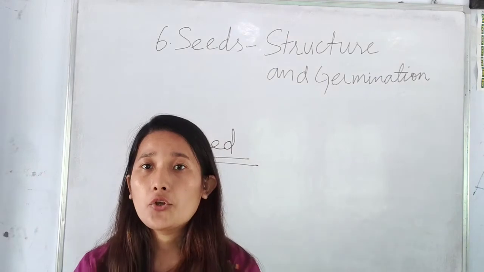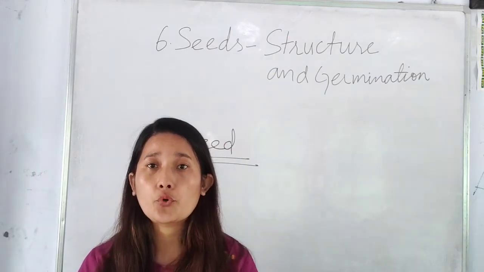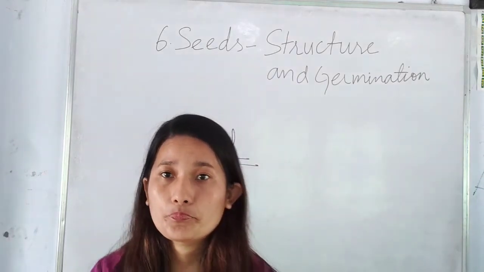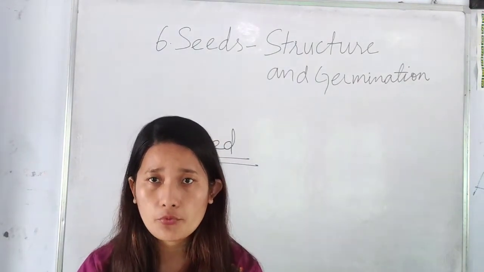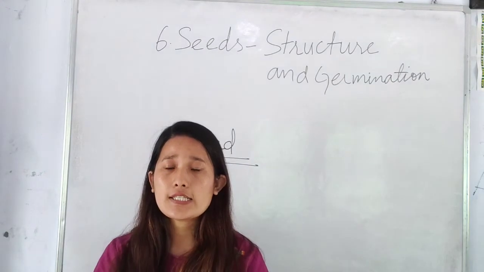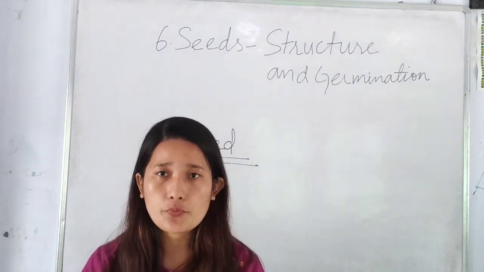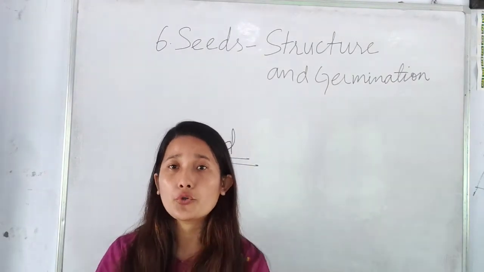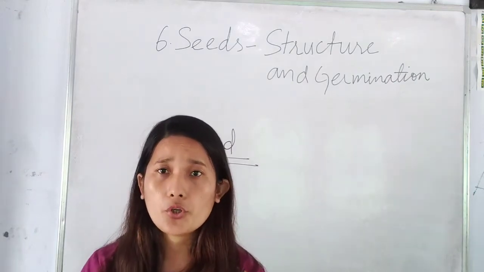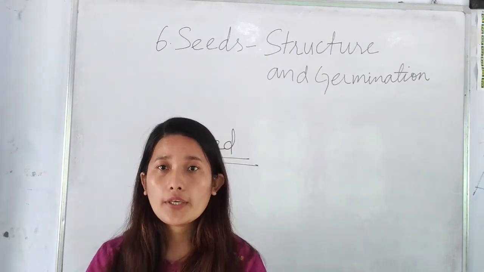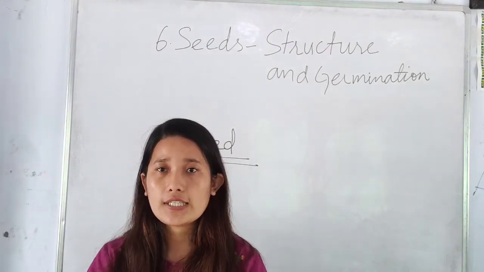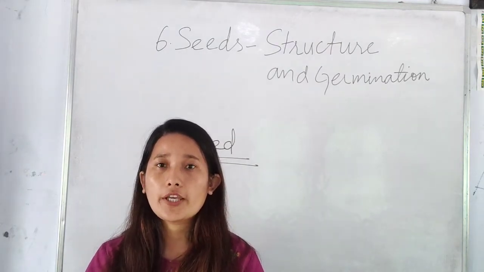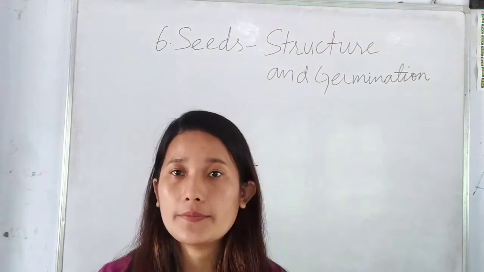We know that during the fertilization process, one of the sperm nuclei goes and fuses with the polar nuclei present in the central cell, thus giving rise to endosperm. And this endosperm provides nourishment to the growing embryo. That's all about the characteristics of the seed. Next we will be talking about the types of seed.